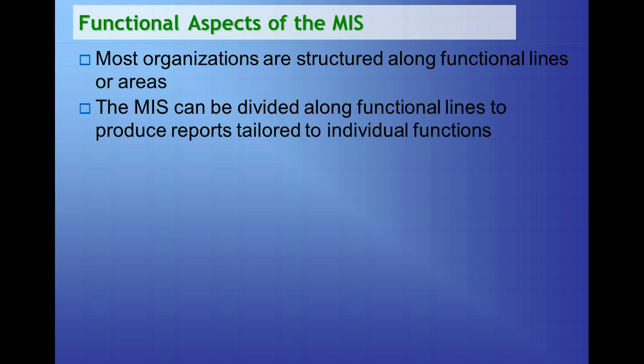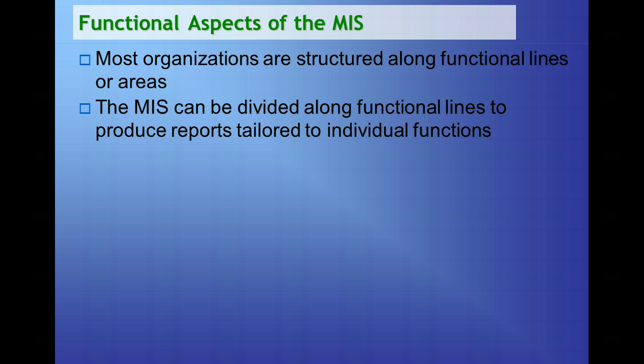So most organizations are structured along functional lines or functional areas. When we say functional lines or functional areas, what we are saying is that an organization is normally broken down into different departments. For example, the finance department, the manufacturing department, the marketing department, the human resource department, and you can have other departments. Each of these departments is one functional line or one functional area, and each of them can have their own MIS.